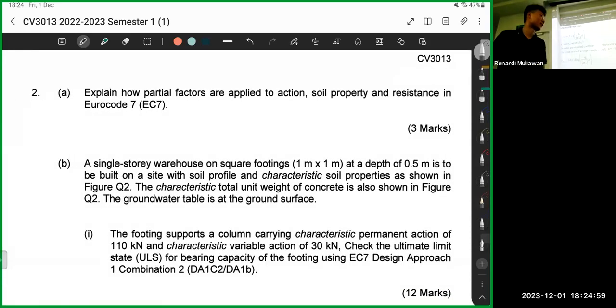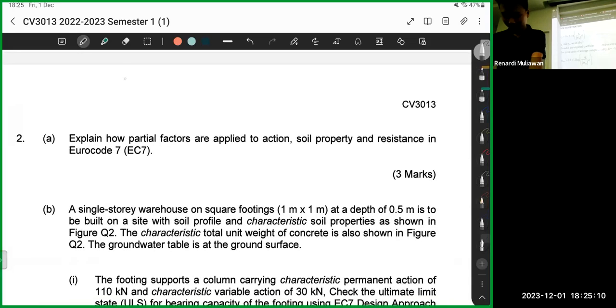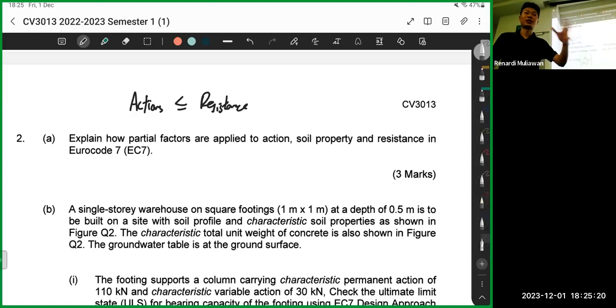So how partial factors are applied to actions, soil property, and resistance. Okay, so in a nutshell, your actions should be less than your resistance, correct? Your resistance must be bigger than your actions, okay, or else the soil will fail. That's the general idea. So how do you present it? Wait, let me check the strat, please. Oh, okay.